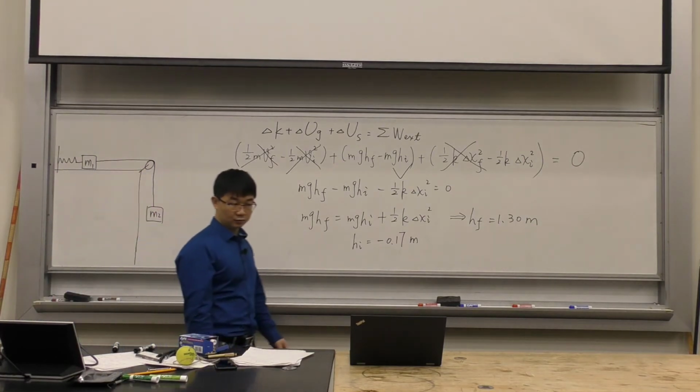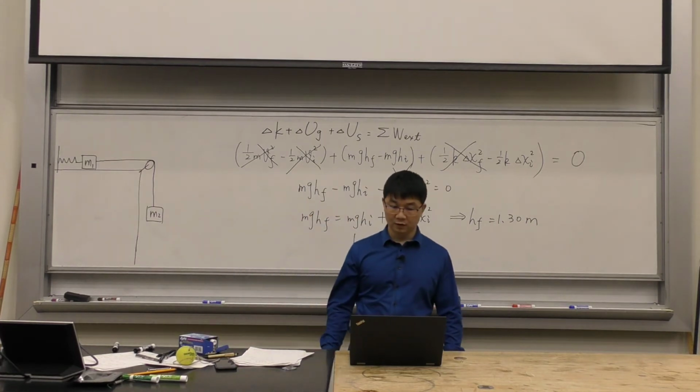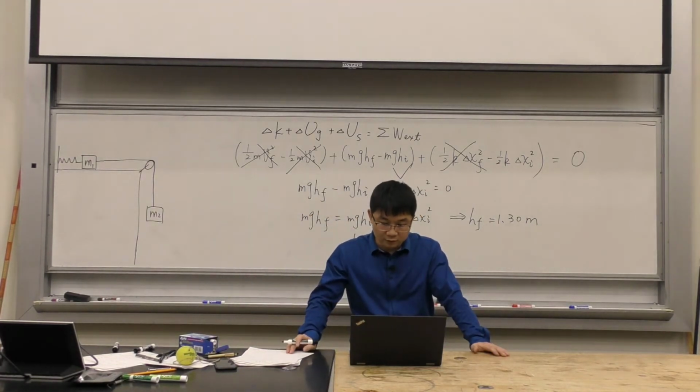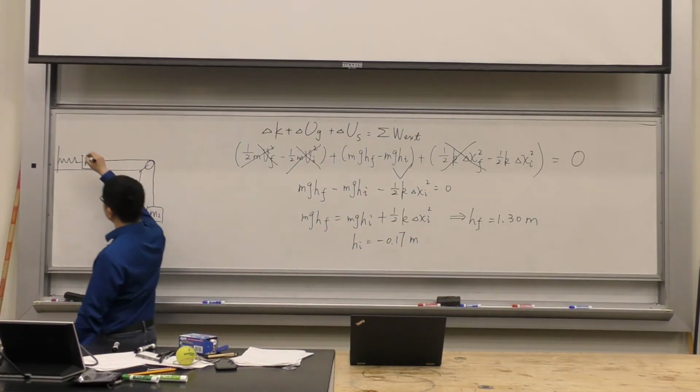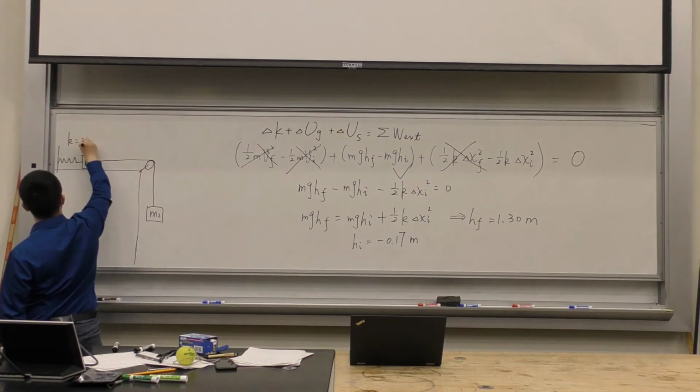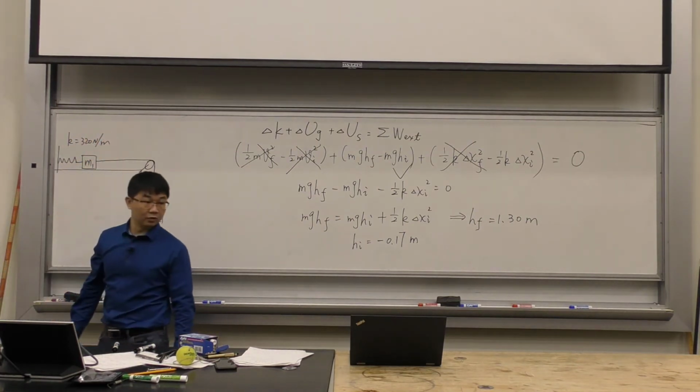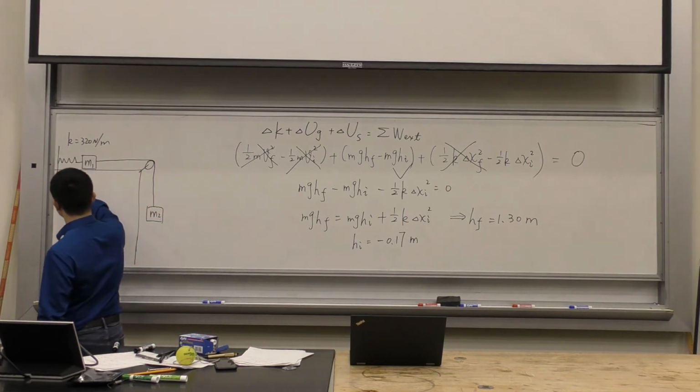Now let's see what's happening here. M1 is on a rough surface, and the spring has a spring constant, so you know the k of the spring, right? And there's a μk, but you're looking for μk, so you don't have it. You're trying to find μk.